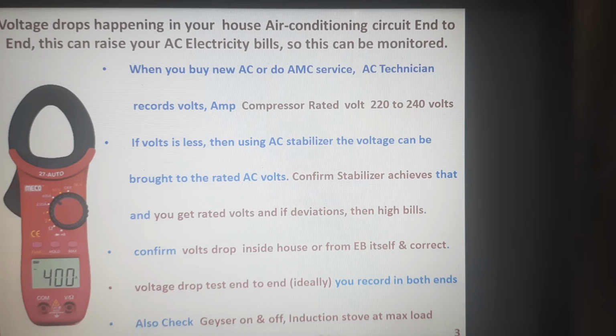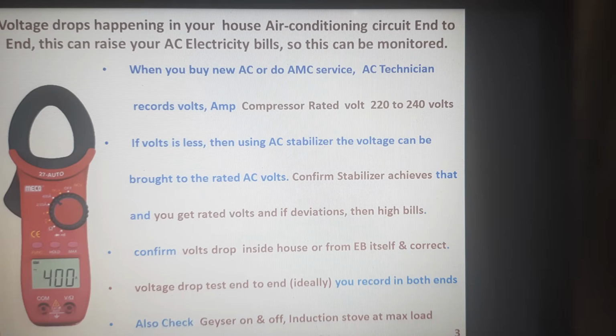If the voltage is less, then your AC stabilizer can definitely make it up, and confirm that after the stabilizer you are getting around 220 to 240 volts. That is important, and if the voltage deviation here is more, then your AC can consume more electricity. Confirm whether the voltage drop is coming from inside your house or from the EB itself, and accordingly you can correct it.